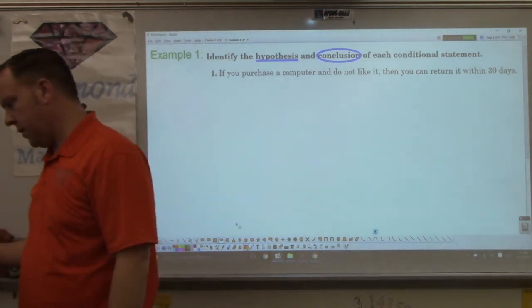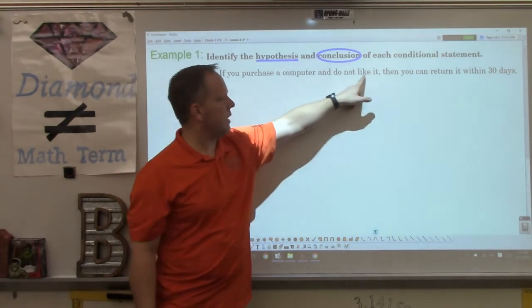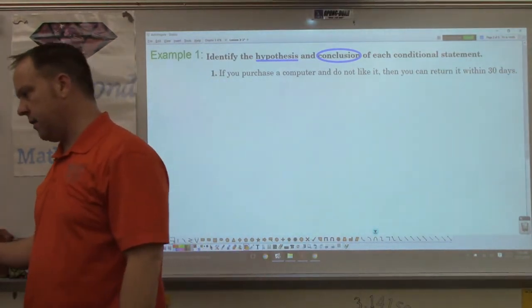So my hypothesis, again, is all the parts after the if. So here's my if. You purchase a computer and do not like it. So underline that.